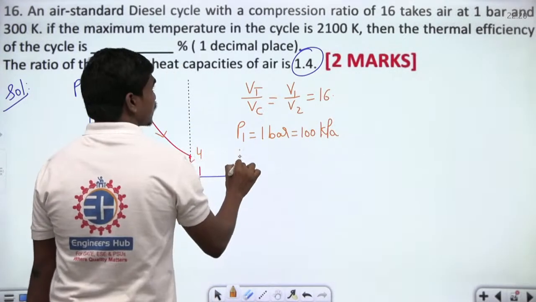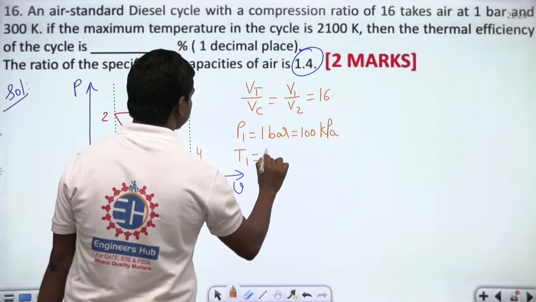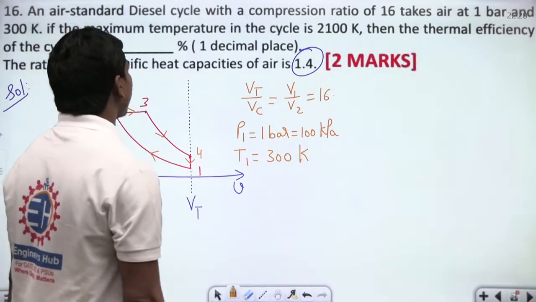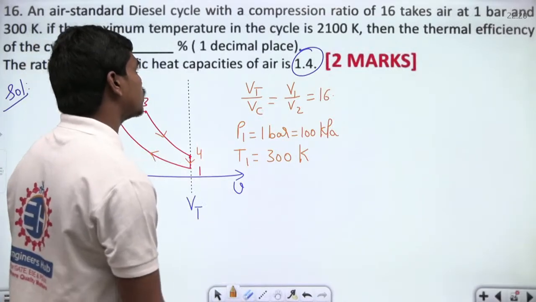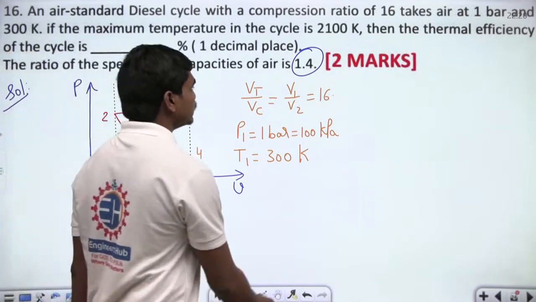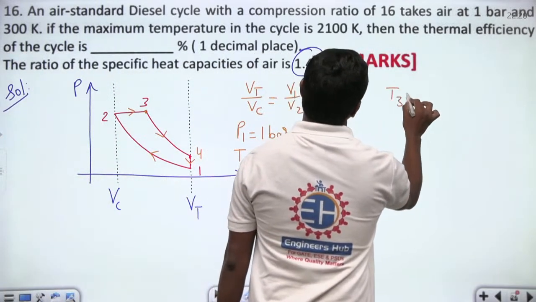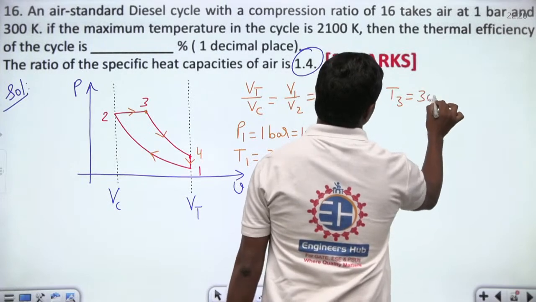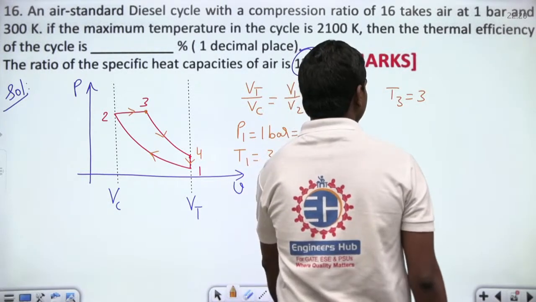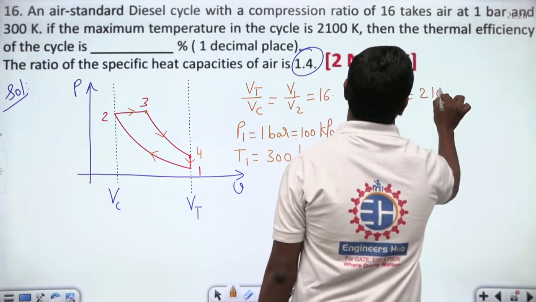And what's the temperature? Initial temperature T1 is 300 Kelvin. Then they are asking for the maximum temperature in the cycle, which is 2100 Kelvin. It's obvious, this is the point of maximum temperature. So T3 is given. Sorry, T3 is 2100 Kelvin.